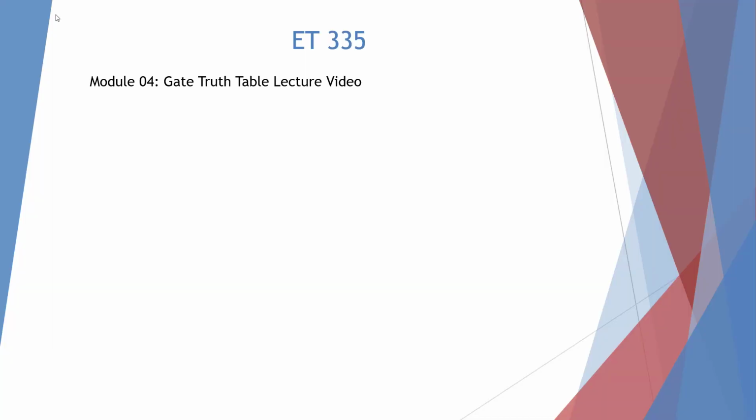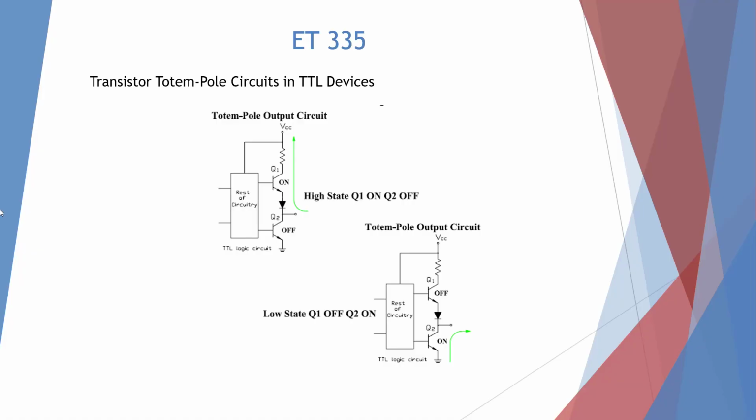Welcome to the ET335 Module 4 Gate Truth Table lecture video. Here I'm showing transistor totem pole circuits and TTL devices, TTL being transistor-to-transistor logic. What we have here is our totem pole: transistors, a resistor, and maybe a couple diodes. Here's the rest of the logic circuitry that controls these two transistors, but this is our totem pole here.